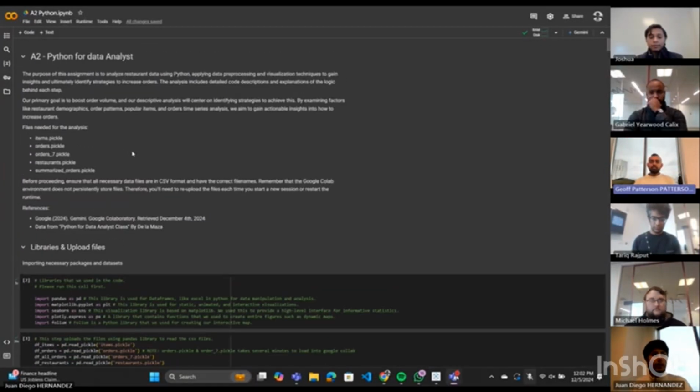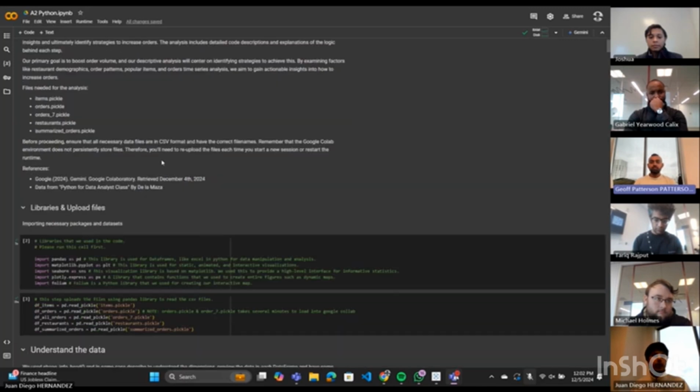The purpose of this assignment is to analyze restaurant data using Python, applying data pre-processing and visualization techniques to gain insights and ultimately identify strategies to increase orders. The analysis includes detailed code descriptions and explanation of the logic behind each step. Our primary goal is to boost order volume, and our descriptive analysis will center on identifying strategies to achieve this.